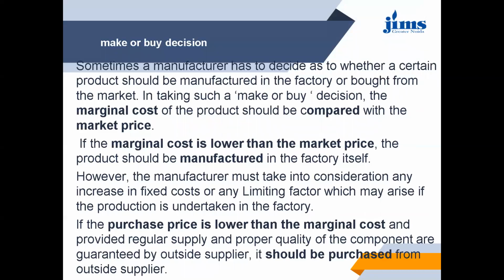Now, the company may decide whether to manufacture or purchase a particular product or component. Sometimes a manufacturer has to decide whether a certain product should be manufactured in the factory or bought from the market. So, in taking this decision, that is make or buy decision, the marginal cost of the product should be compared with the market price of the product.